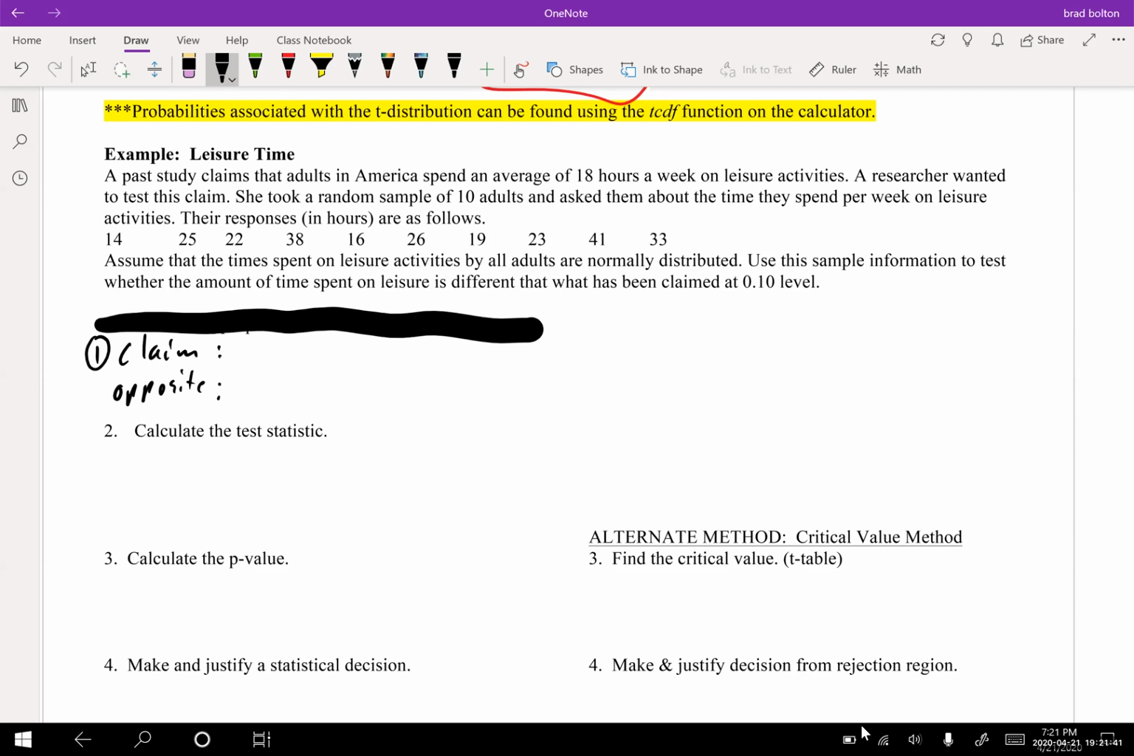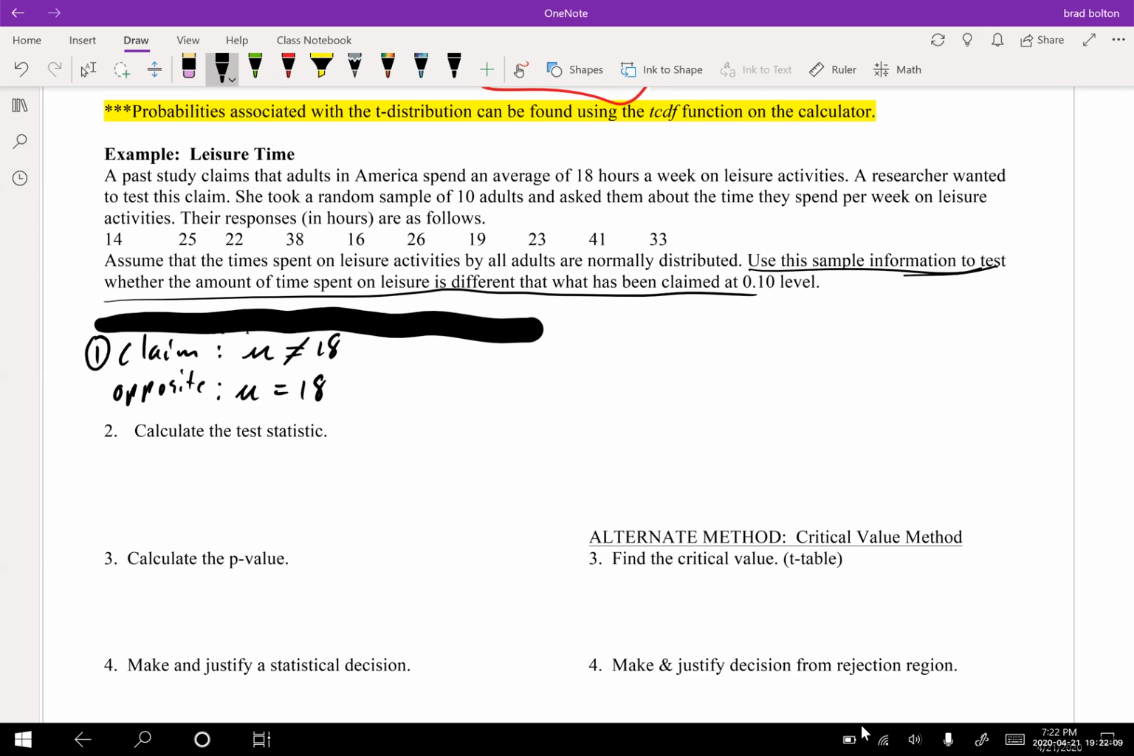Okay, so what's our claim? So our claim is that mu, let's see here. It says that a past study claims that adults in America spend an average of 18 hours per week. Okay, so that was a past study. Now, our new sample, so use the sample information to test whether the amount of time spent on leisure is different than it has been claimed. So mu is not equal to 18, and the opposite of that would be mu is equal to 18.